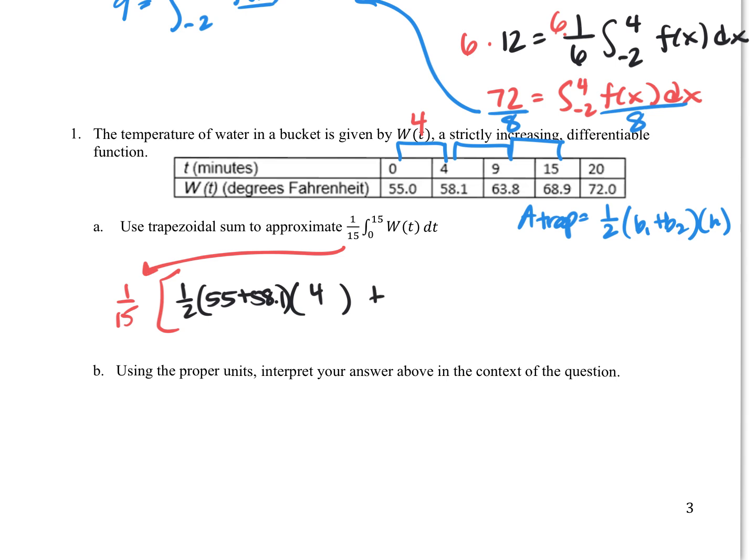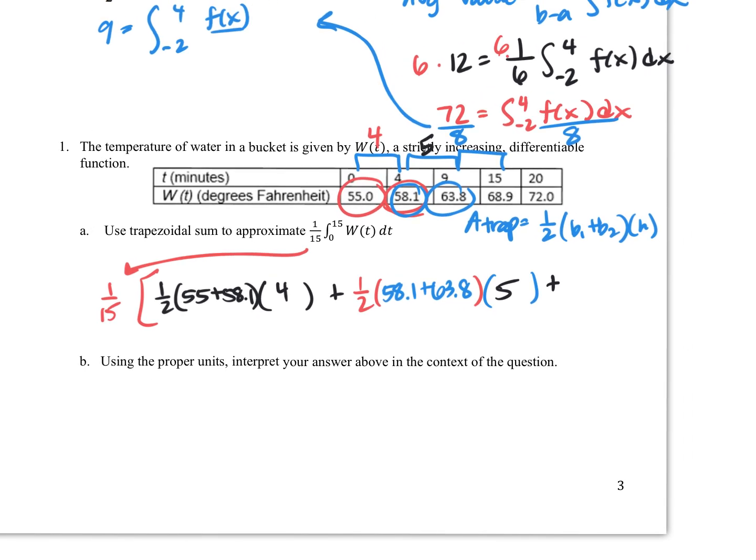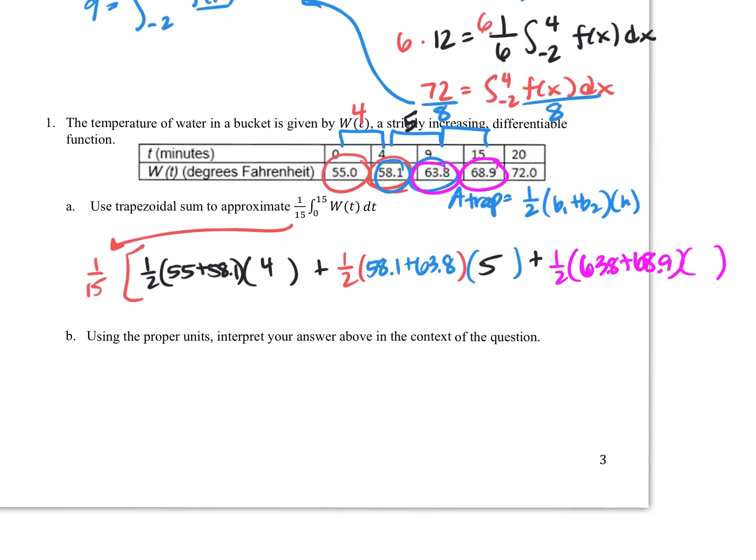My next trapezoid is going to be 1/2 its bases. We used 55 and 58.1. Now we're going to use 58.1 and 63.8 times the height. The change in those x's in this case is 5. And lastly, my last trapezoid is going to be 1/2 its bases, 63.8 and 68.9, times its height. The difference between 9 and 15, 6.